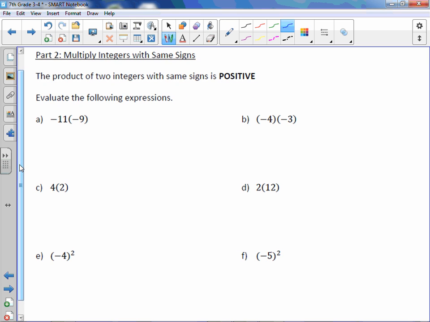Now, when you multiply two integers with the same sign, it's positive. So negative 11 times negative 9 is positive 99. Negative 4 times negative 3 is positive 12. And of course, positive numbers, 4 times 2 is positive 8. They have the same sign. They're both positive. 2 times 12 is 24.